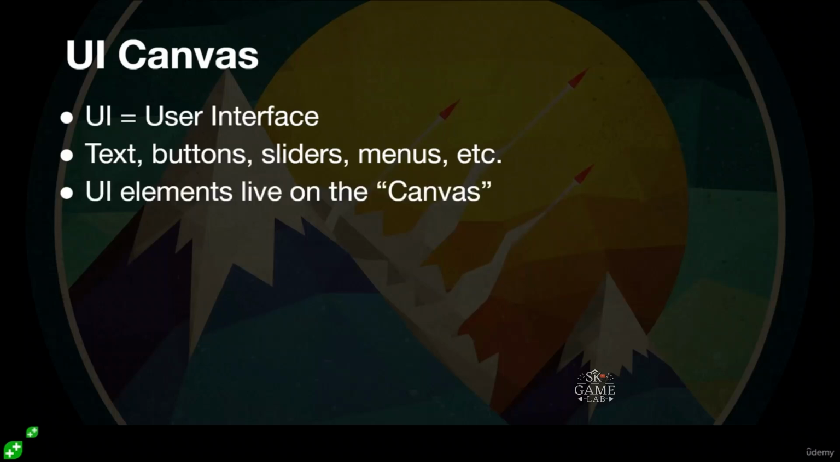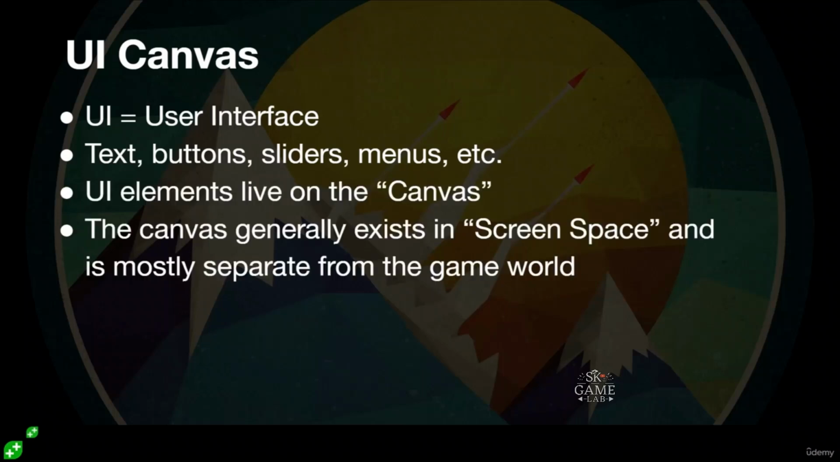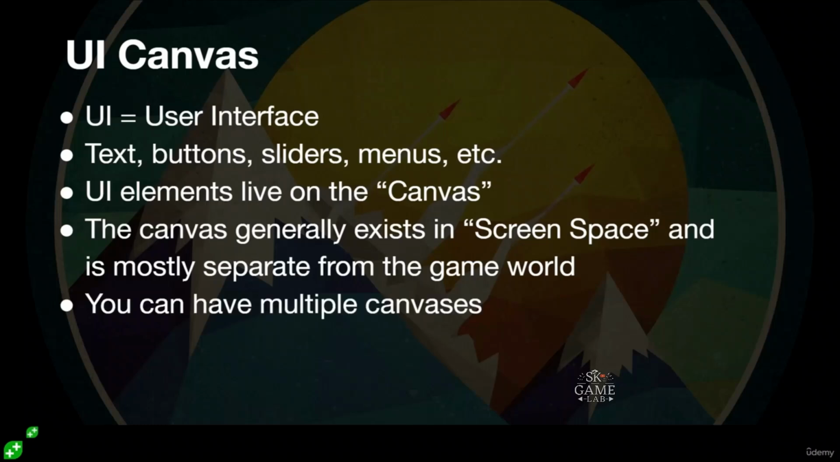Now in Unity, the UI elements as they're known live on something called a canvas. This canvas generally exists in something called screen space and is mostly separated from the game world, which exists in world space. Because these canvas objects are objects in the hierarchy, we can also have multiple canvases in our game. And this is going to come in really handy for our quiz game because we're going to be separating things like the quiz itself from the background elements so that we can flick between canvases without having to change everything every time we change screen.